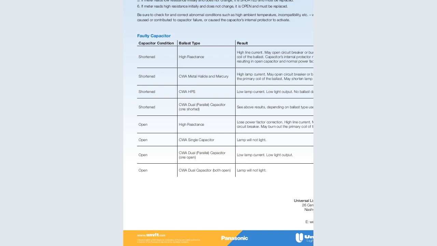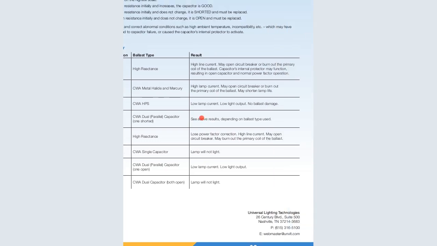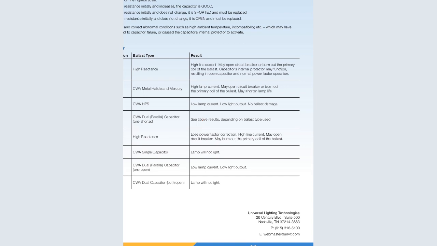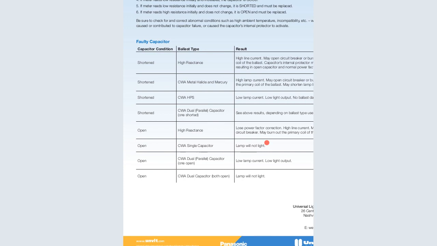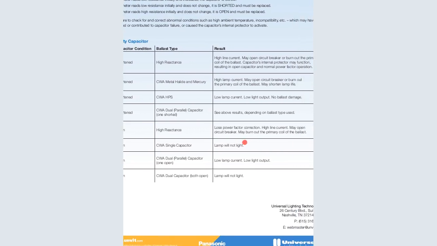For the faulty capacitor, if it is shorted, for the ballast type, then the result is high line current, which may open the circuit breaker or burn out the primary coil of the ballast. The capacitor's internal protector may function, resulting in an open capacitor and abnormal power factor operation. And if it is shorted for the CWA metal halide or mercury, then the result is high lamp current, which may open the circuit or burn out the primary of the ballast or may shorten the lamp life.